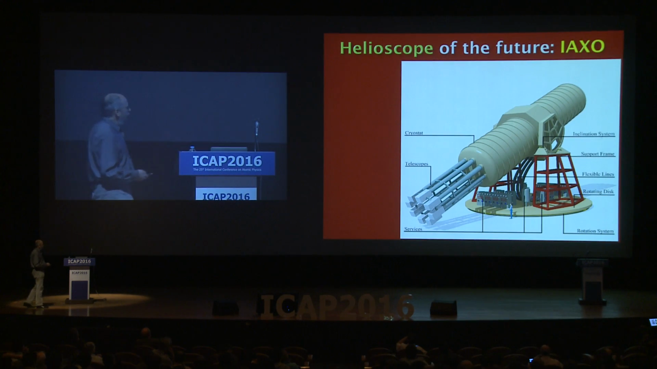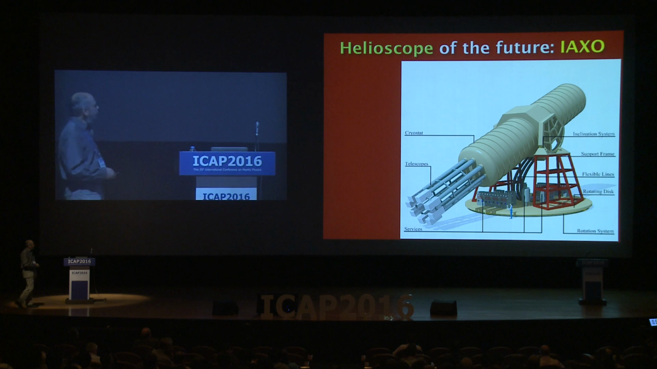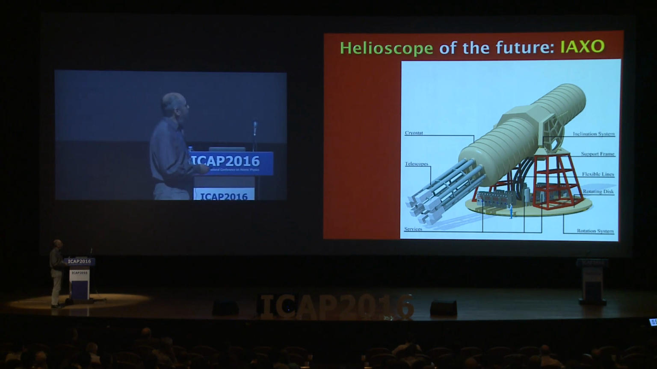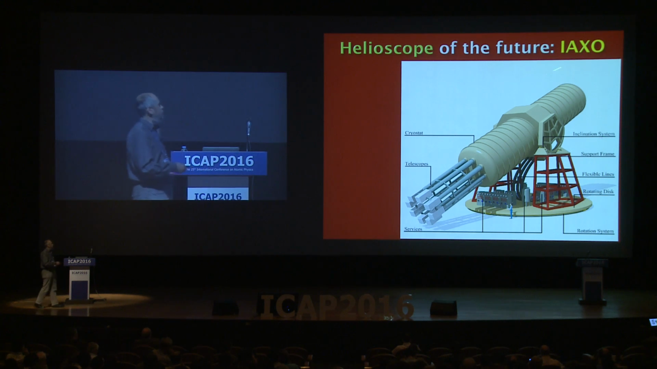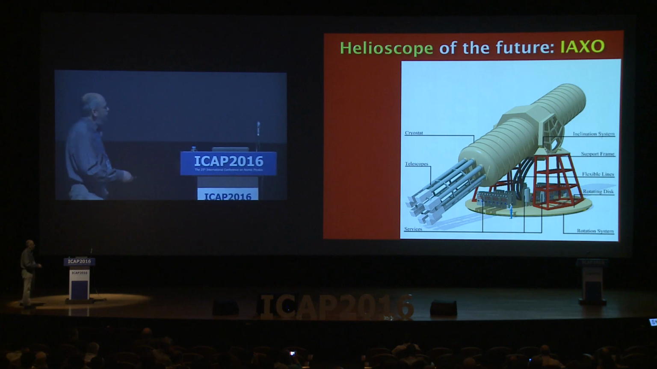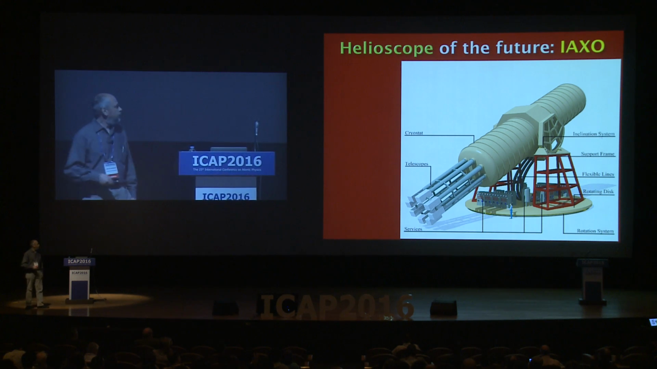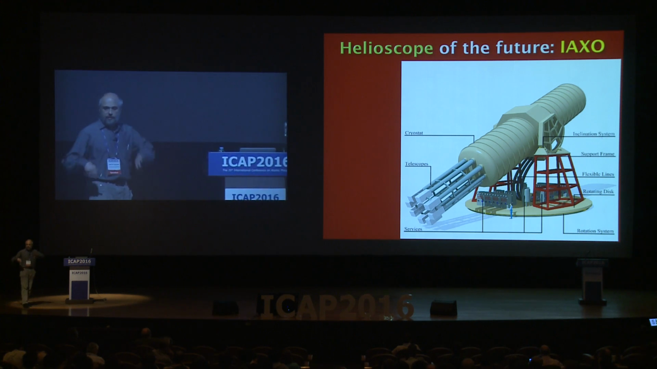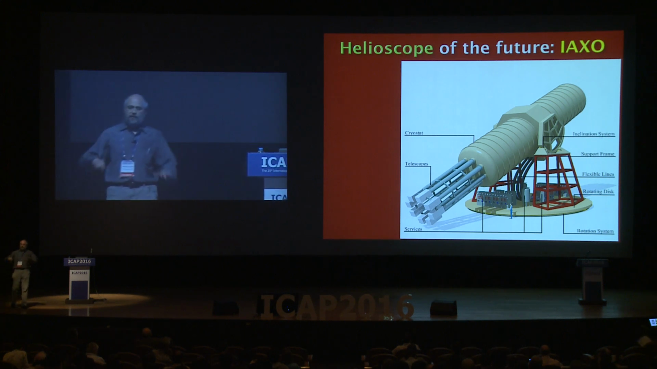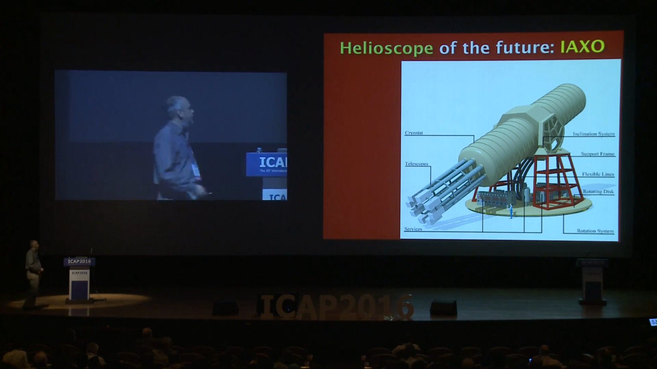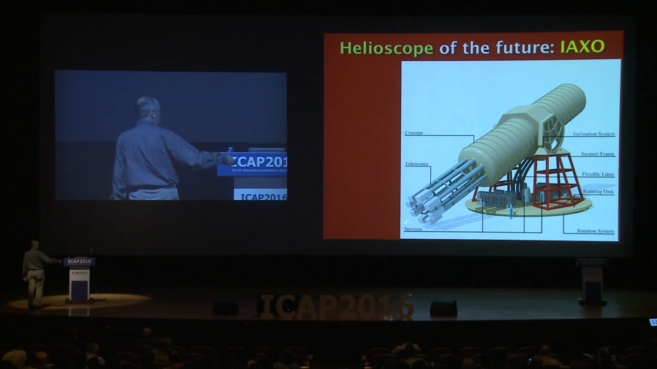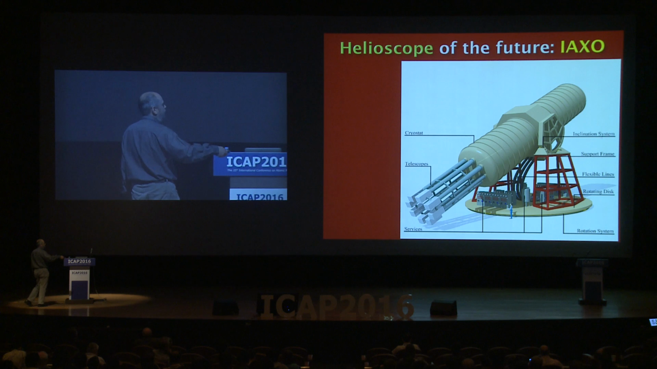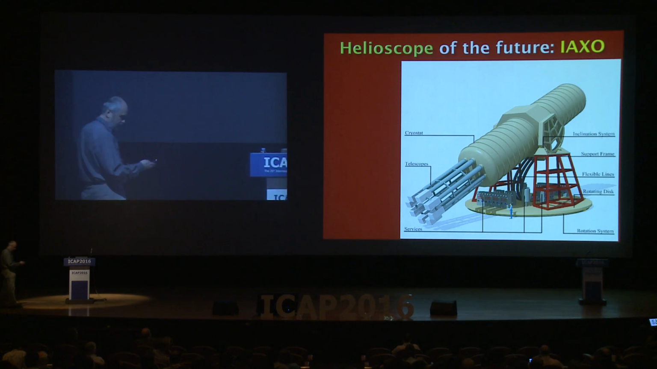On the next slide, I would like to show you the future of the helioscopes. This is a big international project, still in the planning stage. It is called IAXO, the International Axion Observatory. The scale here is, you can see the person is about 25 meters or so. There is a 4.5 Tesla magnet designed by the same people who designed the magnet for the ATLAS detector, so it's a large volume detector. There are some photon detectors, so the axions come in, convert into photons, and they are detected here.